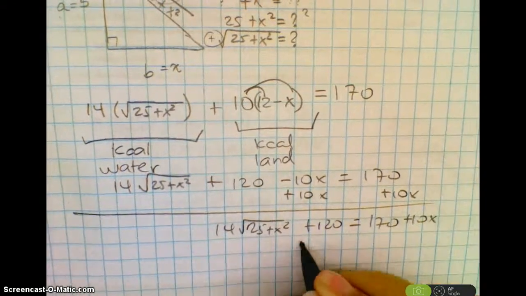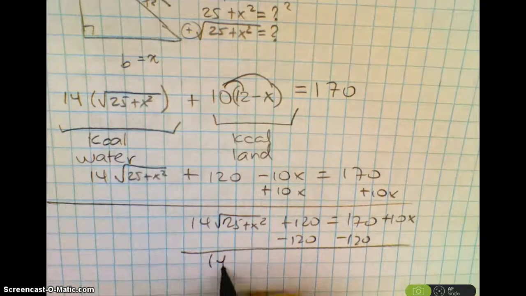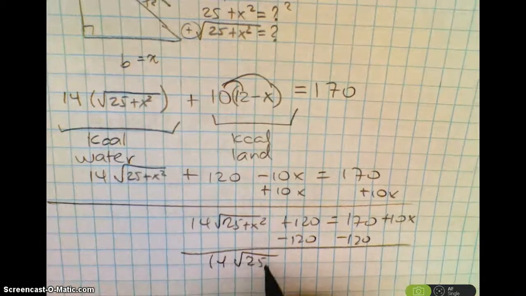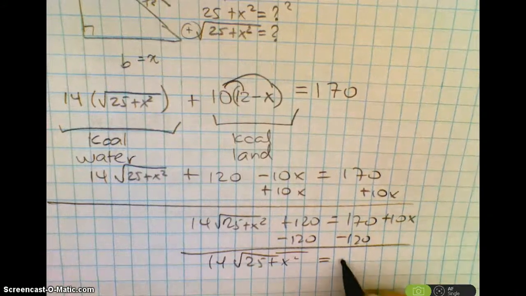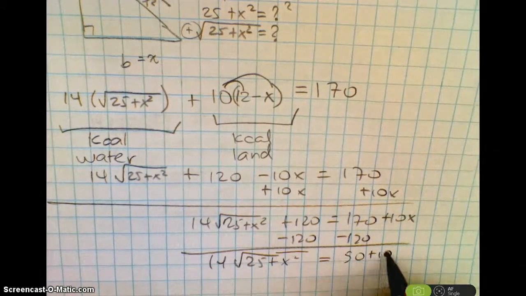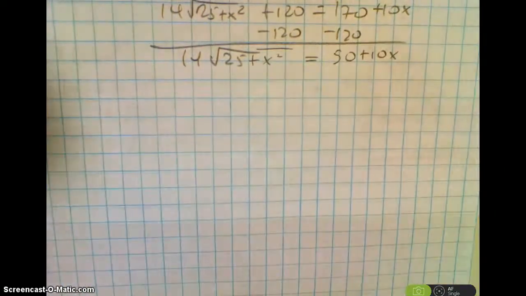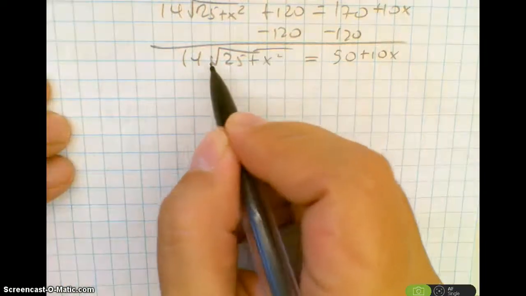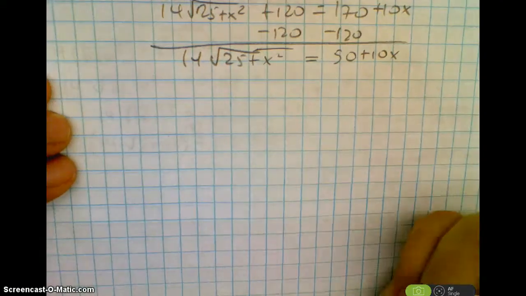And then I'm going to subtract 120 from both sides. So everything here now is 14 times that square root that I'm trying to solve for. So this will be 50 plus 10x. Now at this point, and you will be right, you will have to divide by 14 on both sides, so that you can leave the square root of 25 plus x squared by itself.